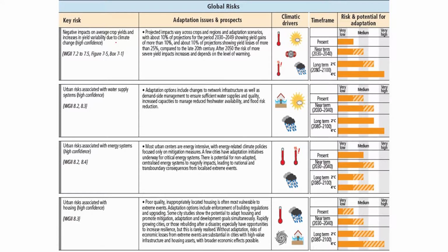The others, negative impacts on crop yields. The projected impacts across various crops and regions and adaptation scenarios into 2030 and 49 show some yield gains, maybe more than 10%, but as we go into the future, the negative impact on yields begins to increase. We already saw this a little bit. So, in the beginning, in the near term, there are some indications that things like carbon fertilization and warmer temperatures that are still below the optimum or damaging temperatures for photosynthesis will increase the yield.